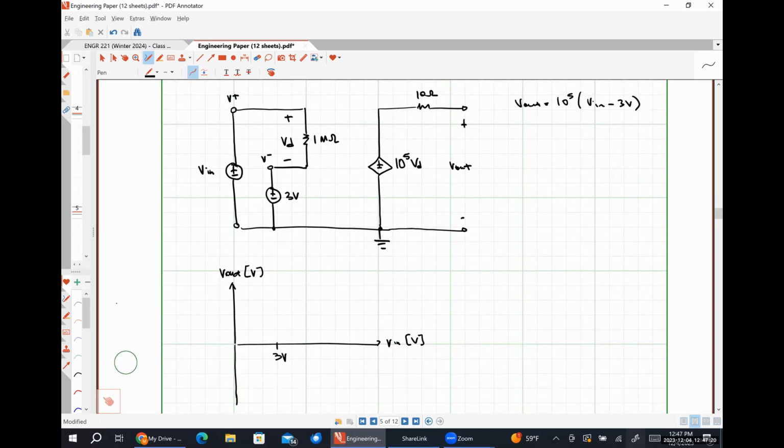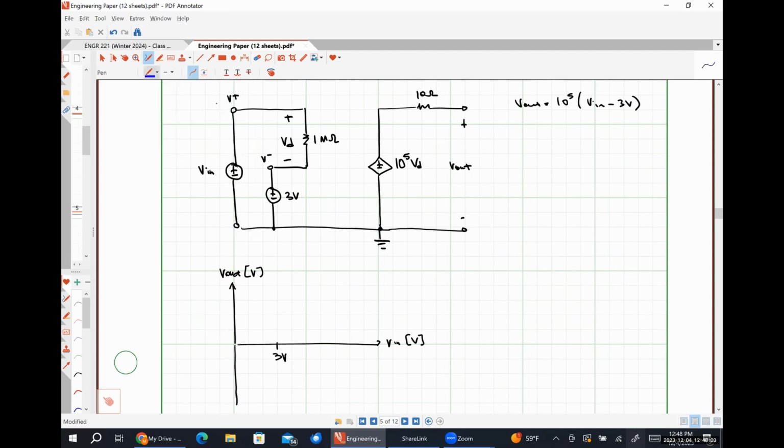So let's start with something easy. So let's say that Vin were 0 volts. What would my output of this system be? So negative 300,000. So 0 minus 3 is negative 3 times 100,000. All right, so negative 300,000. Now, is negative 300,000 volts more negative than VCC minus? Yes. So what does that mean? Our output is going to saturate to VCC minus.